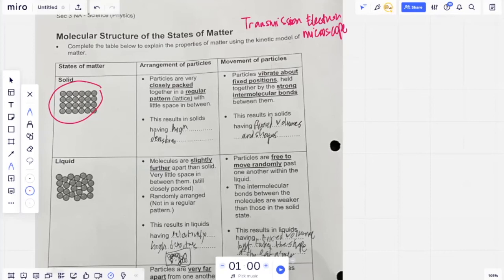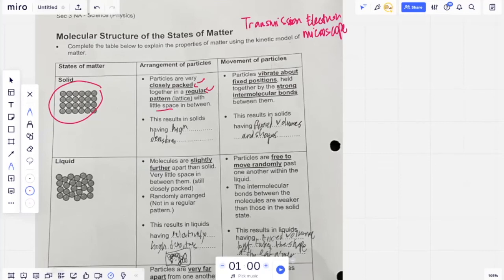So in solids, they find that the particles, the atoms, are packed very, very close together and in a regular arrangement. That's why they say they are closely packed in a regular pattern, with a little amount of space in between.